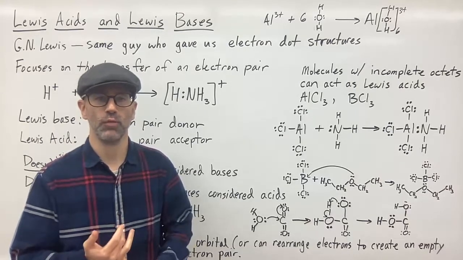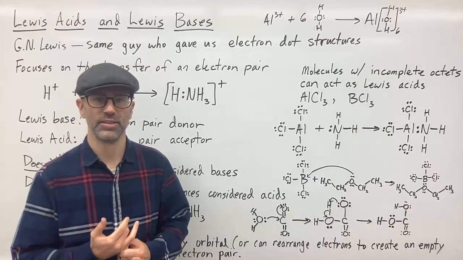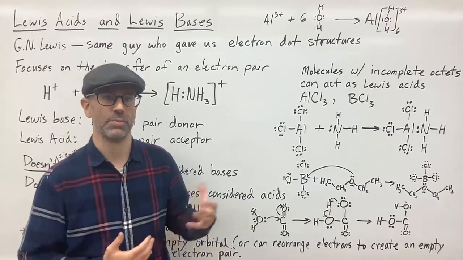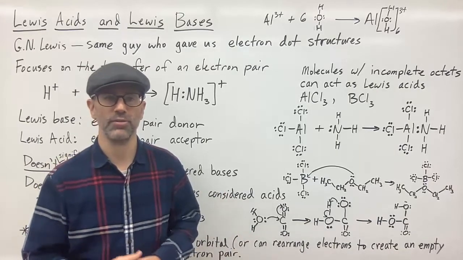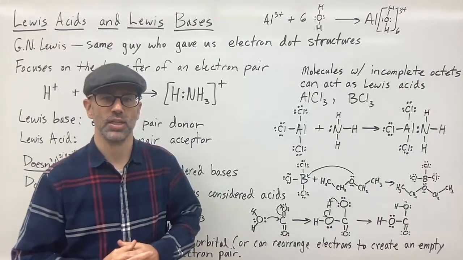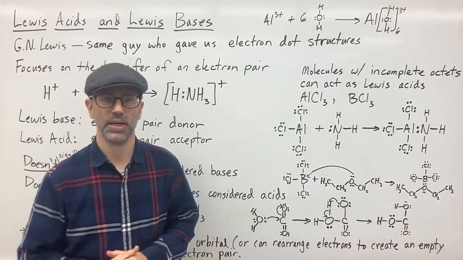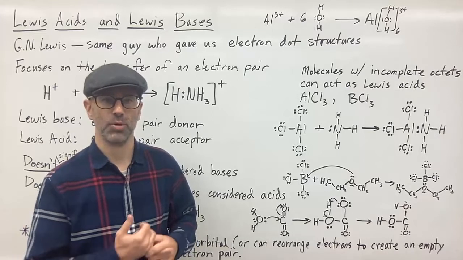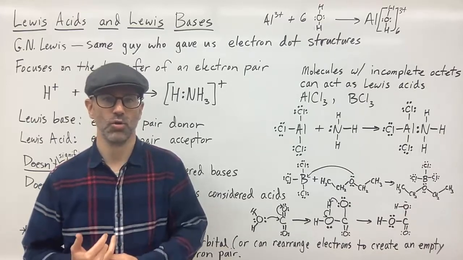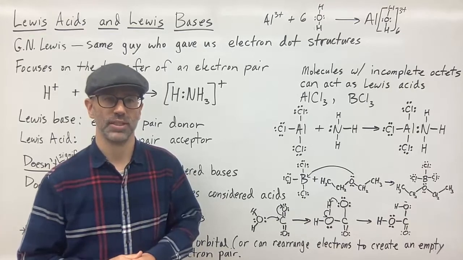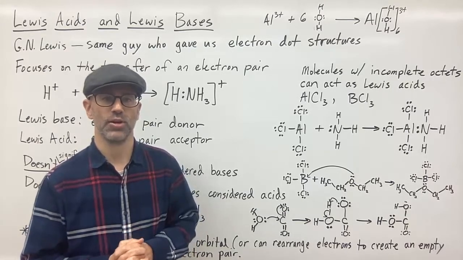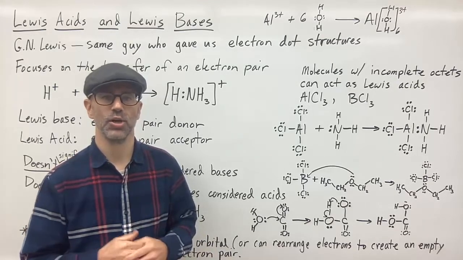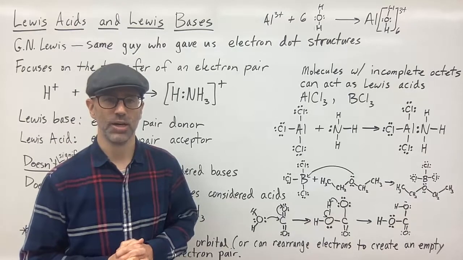The first one we went over was the Arrhenius definition of acids and bases, which was basically defined by whether or not it produces H plus or OH minus. Then we went on to the Bronsted-Lowry definition of an acid base, which was focused on whether the substance or species was a proton acceptor or proton donor. Now, what we're going to be focusing on is not so much whether you're an acceptor or donor of protons, but whether you're an acceptor or donor of electron pairs.